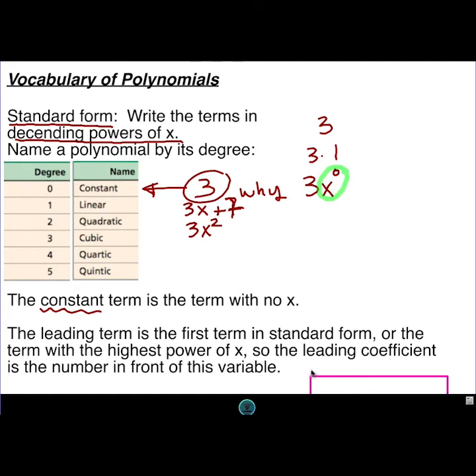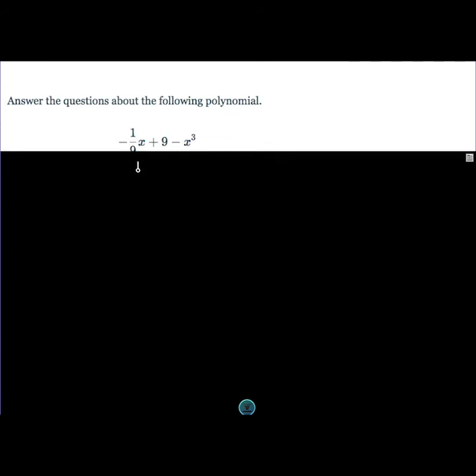So would you please write leading coefficient here in your box here? The leading coefficient is the number in front of this variable. So we're going to put it all together in these next example problems. We're going to talk about naming. We're going to talk about degree. We're going to talk about leading term and leading coefficient. I got 3 examples for you.